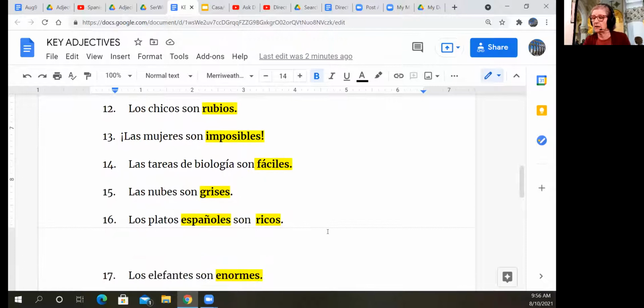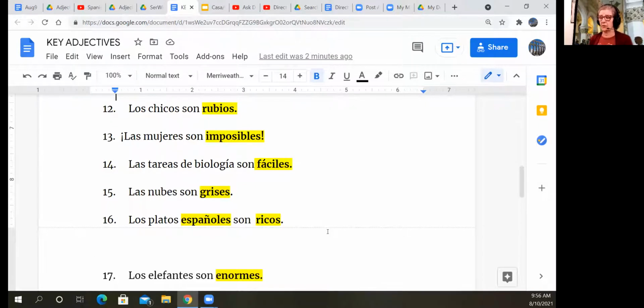Gray does not end in O, so I'm going to need to make it plural. Las nubes son grises. The clouds are gray. Literally, they say those clouds are grays. That's the way they phrase it, okay?